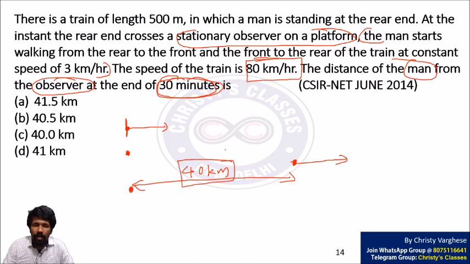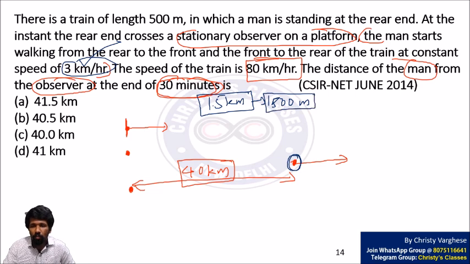But 40 is not the answer, because the question is not asking how much the train is away. The question is asking how much the person inside the train is. So now you have to consider the person's movement inside the train. The person is moving at the speed of 3 km per hour. 3 km per hour means in 1 hour 3 km, so in half hour 1.5 km. Are you understanding that? 1.5 km in half hour. 1.5 km you can write in meter as 1500 meter.